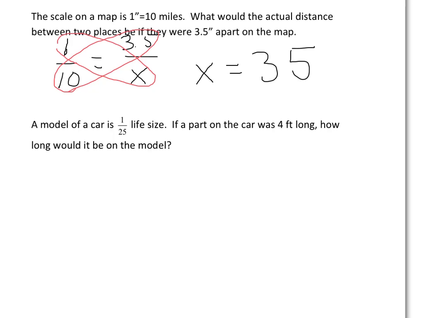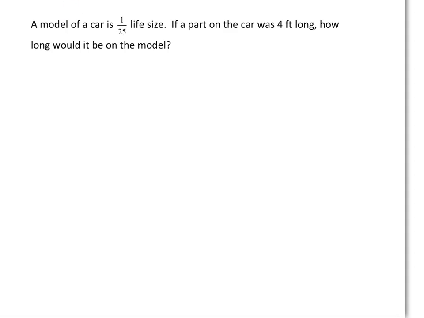Now let's try one with the scale model of a car. So a model of a car is 1/25th life size. That means if you had a part on the model that was 1 inch long, it would correspond to a part that was 25 inches long on the actual car. So if a part on the car was 4 feet long, how long would it be on the model? So I'll set up a proportion here. 1 on the model is 25 in reality. And this time I have a part on the actual car, so this time I know about the reality. So I'm going to put 4 down here on the bottom, and I'm wondering about x, the size on the model. So I'm going to cross multiply again.